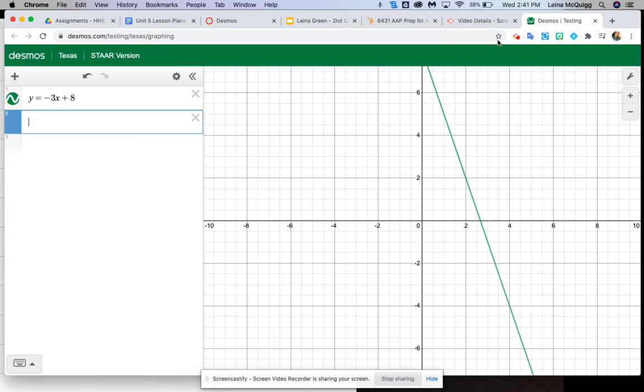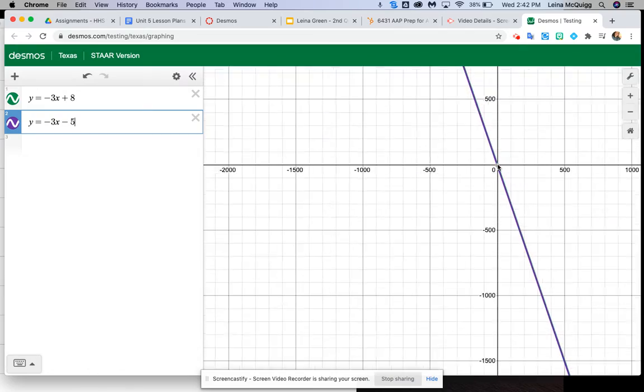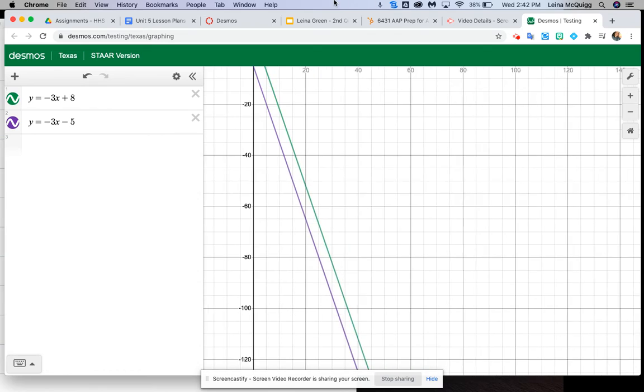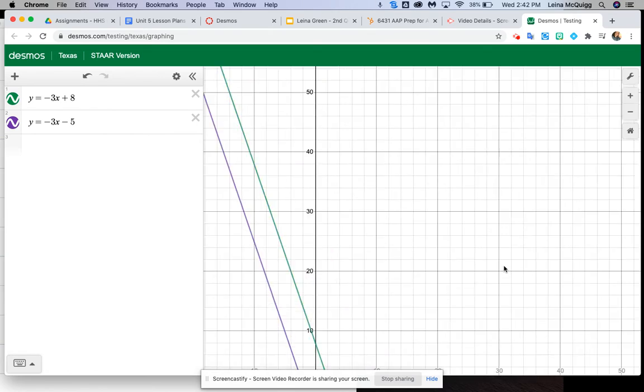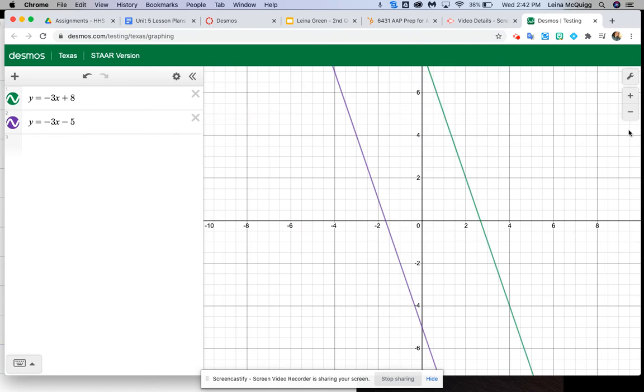Well, now I can graph that into Desmos. So y equals -3x minus 5. All right, so these two lines look like they're not going to intersect. I can zoom out a really, really far. Well, eventually get on top of each other. I can move up and I can move down, and it doesn't look like they're going to intersect. As a matter of fact, it kind of looks like they are parallel.